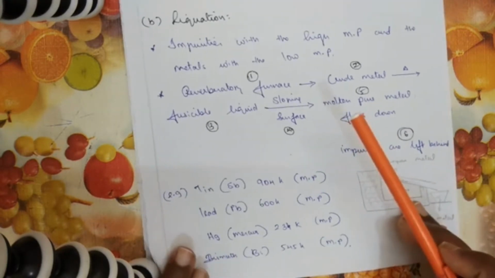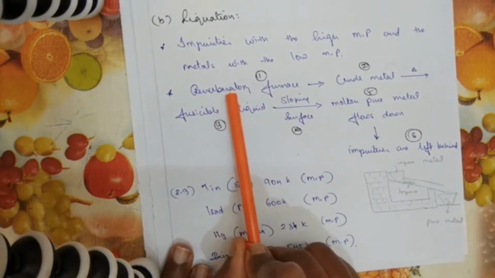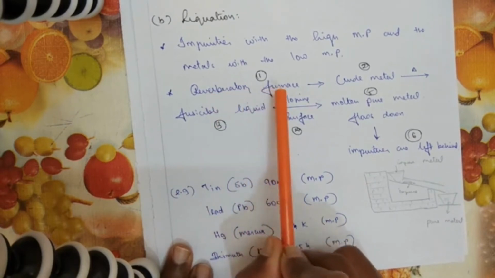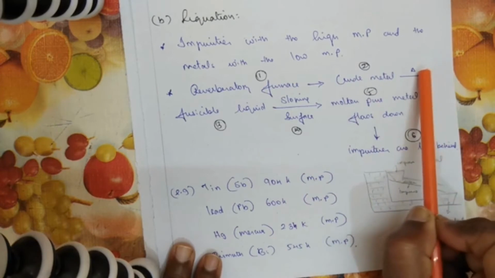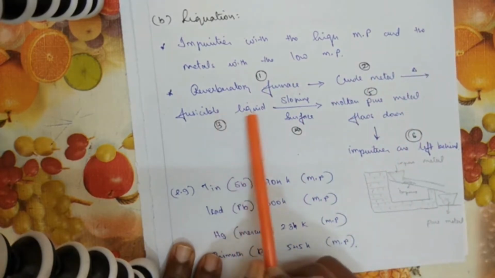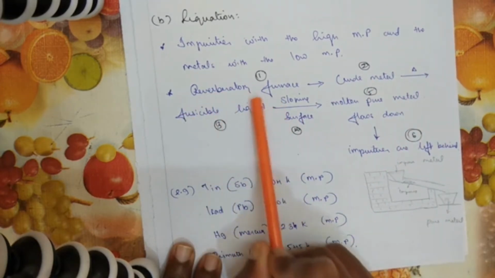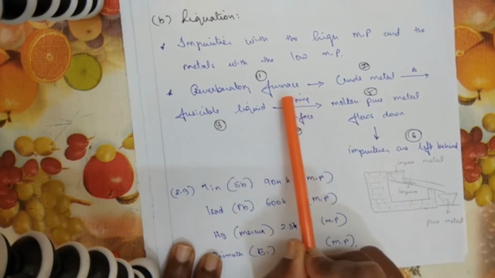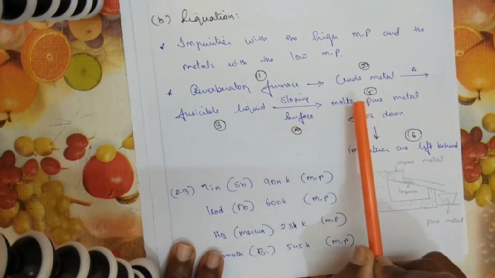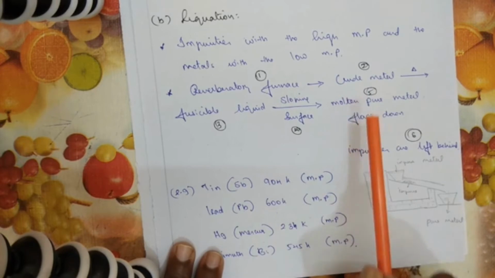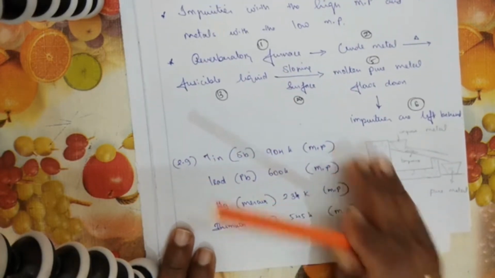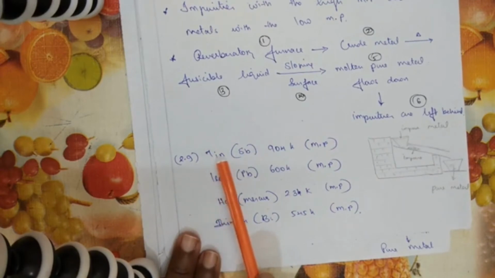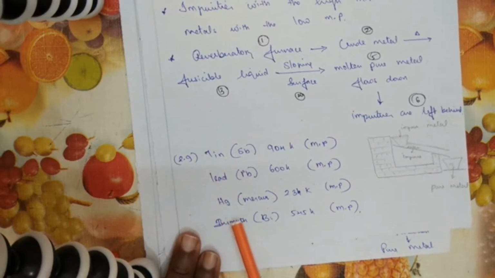Let me put it in points for you all to understand. In this procedure, a reverberatory furnace is used: when you take a crude metal and supply heat, it becomes a fusible liquid. When the fusible liquid is made to run along the sloping surface, the impure metal remains behind, and the pure metal runs down and gets collected. This method is applicable for tin, lead, mercury and bismuth.